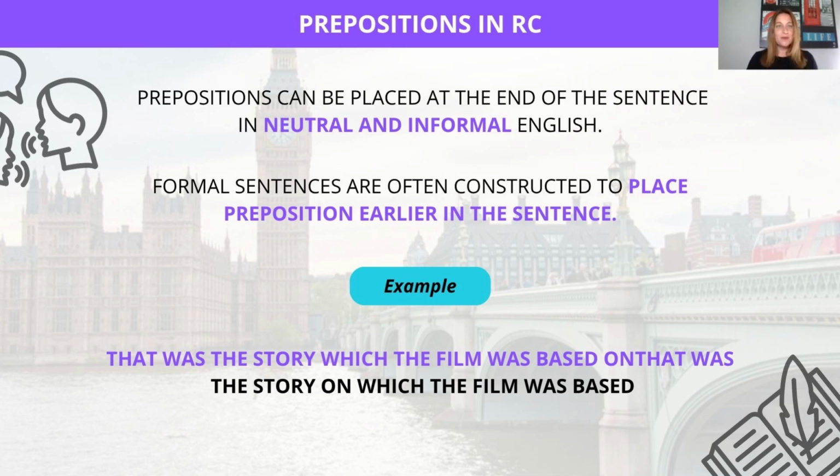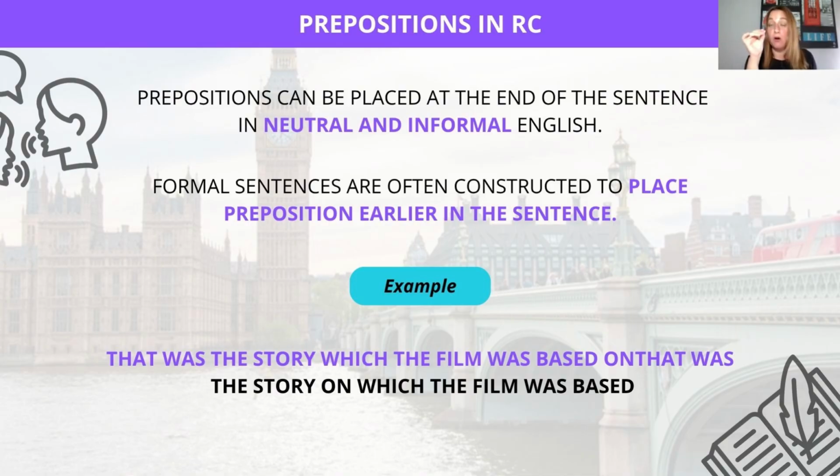It's not difficult. Okay. So when we are using relative clauses, when we are making sentences in general, we often use prepositions. I know you love prepositions. Yeah, me too. So the question is, where do I need to put this preposition in a relative clause? So prepositions can be placed at the end of the sentence in neutral and informal English. So for example, the sentence in red. That was the story which the film was based on.